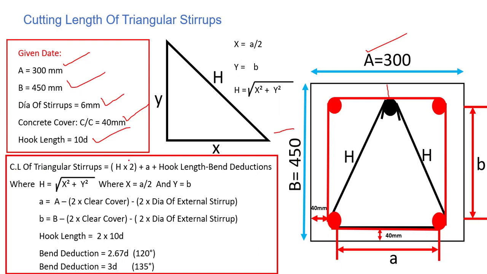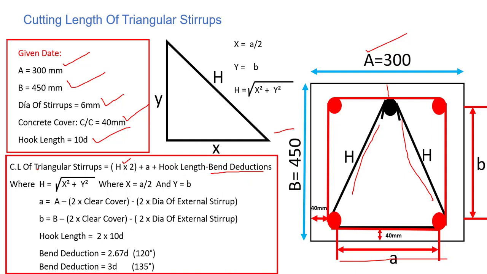The cut length formula is basically h into 2, where h is this side, this one and this one as well. So we have two sides, so h into 2 plus a, which is this side, right from this position up to here. In the triangular portion we will have three sides: 2h plus a plus hook length. We have two hooks over here, and then we need to do the bend deductions.